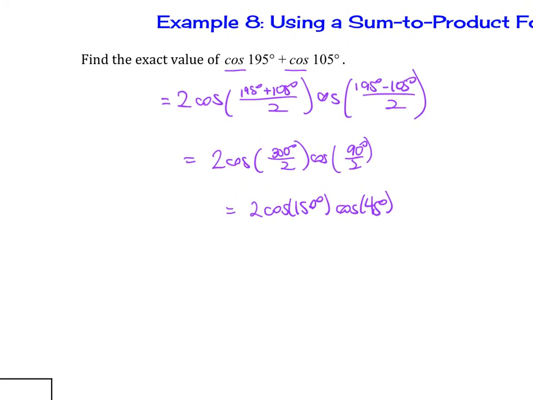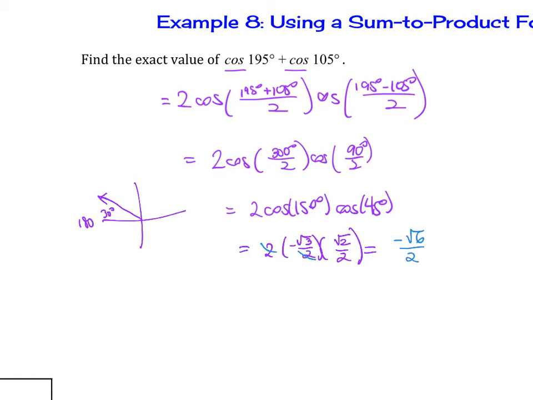And we can actually evaluate that further. So we're finding the exact value. So cosine of 150 degrees, so 150 degrees is there. And then so we know that 30 degrees is our reference angle. So that is 2 times negative root 3 over 2. Cosine of 45 degrees, that's root 2 over 2. So we can cancel out a 2 here. So our final answer will be negative root 6 all over 2.